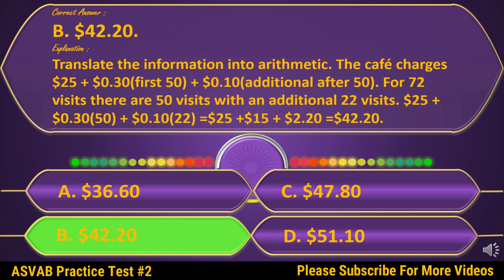$42.20. Translate the information into arithmetic. The cafe charges $25 plus 30 cents for the first 50 plus 10 cents additional after 50. For 72 visits, there are 50 visits with an additional 22 visits. $25 plus 30 cents into 50 plus 10 cents into 22 is equal to $25 plus $15 plus $2.20, which is equal to $42.20.